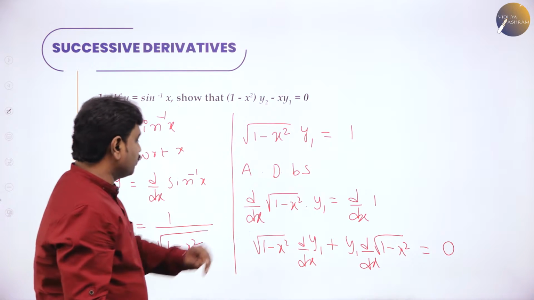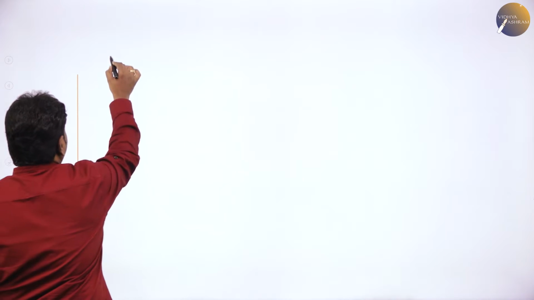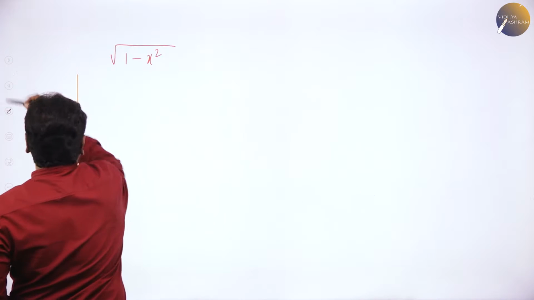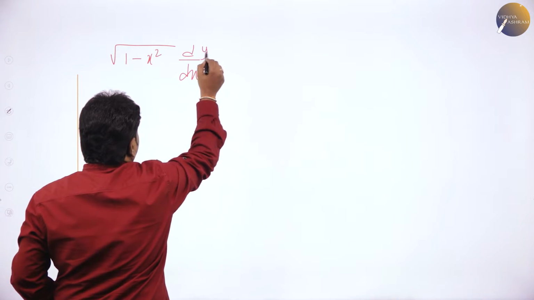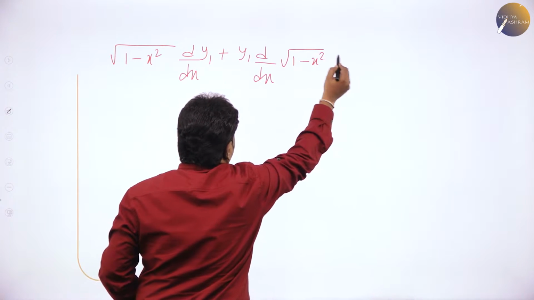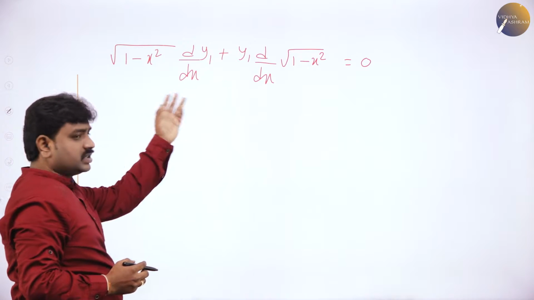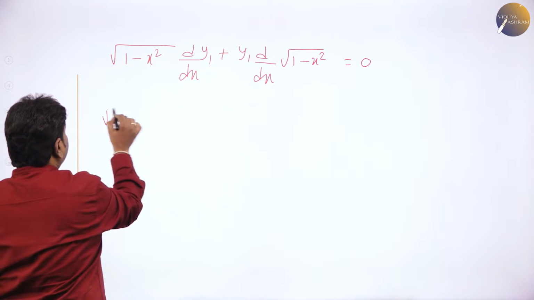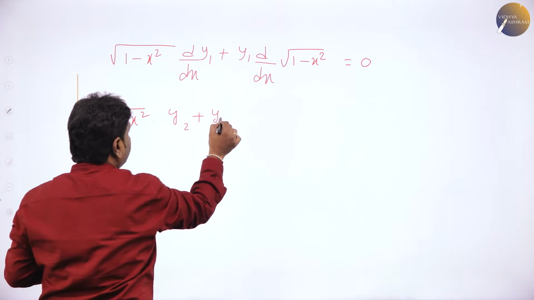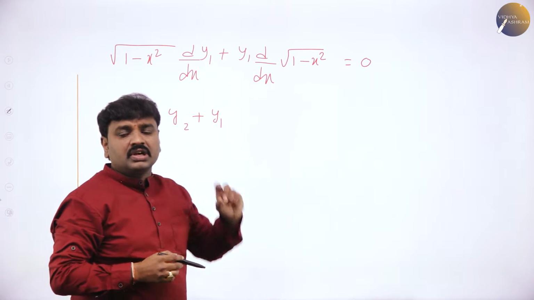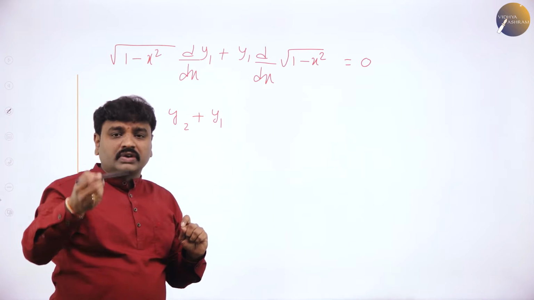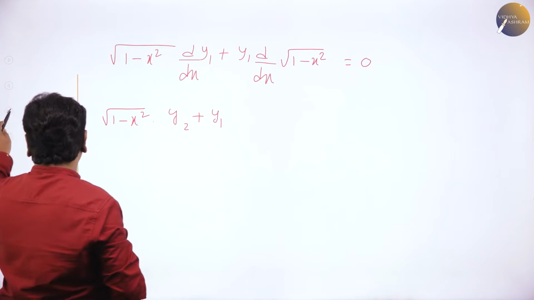Constant. Further simplify this. We had root of 1 minus x square into, in the past slide, d by dx of y1 plus y1 into d by dx of root of 1 minus x square is equal to 0. This was the thing. Now I will simplify further. So root of 1 minus x square into d by dx of y1, which is y2, plus y1 into, observe this is in the form of root x. What is the derivative of root x? 1 by 2 root x. Root f of x, 1 by 2 root f of x into d by dx of f of x. You know the chain rule.